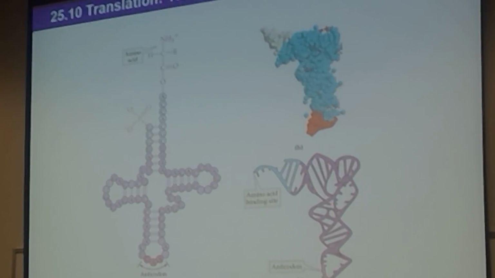Now, what is the anticodon? The anticodon is the complement of the codon. For example, we know the codon should be in the mRNA. Let's say we have the mRNA codon ACC. That is the codon, and we know that the codon should be written from the 5' to the 3' end in the mRNA.